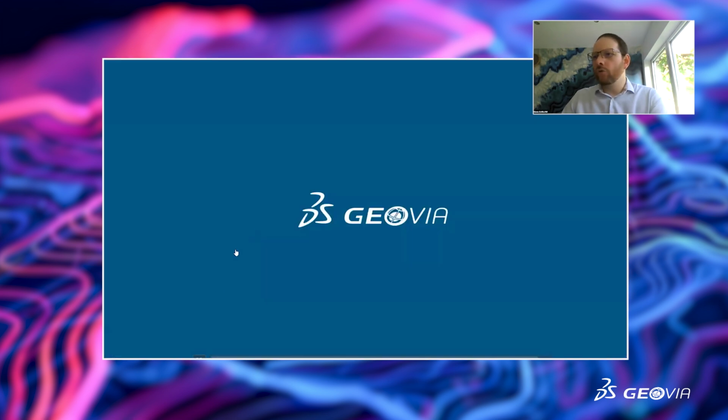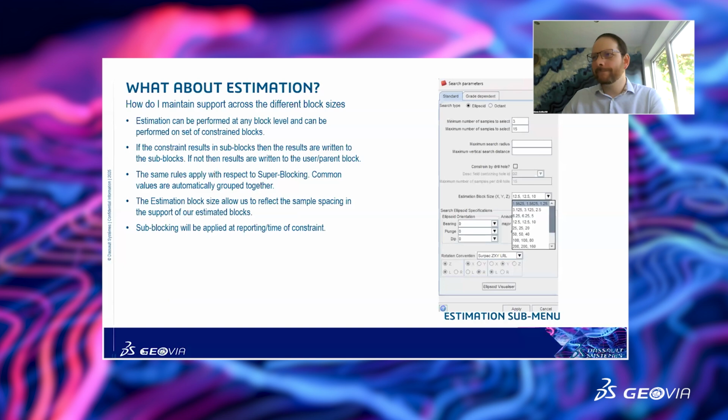So this is part of the structure that we try to do with this to make it work. So if we've got super blocking and if we've got sub blocking, that's lovely that we've got all these different block sizes, but how do we maintain support for estimation? Okay, when I'm doing estimation, I want to report into a block size. Okay, and I want that block size to be based on my sample spacing, based on my support.